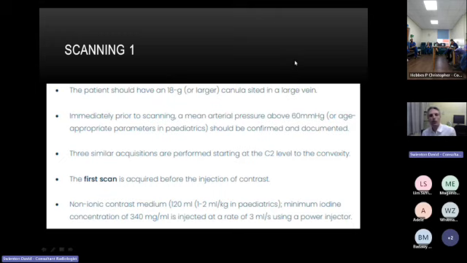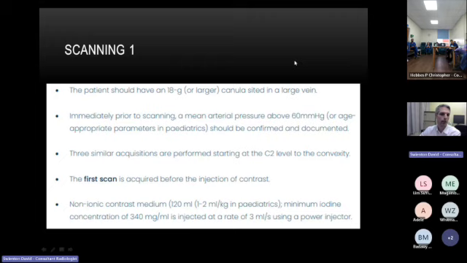So the guidance is very specific and very good about what should happen when we scan these patients. The patient needs a green cannula or bigger, and just before scanning, they need to have a mean arterial pressure above 60 millimeters of mercury, and that should be documented. From our point of view, that is something we would like you to do as the patient is coming down, before they come down, and just before scanning.